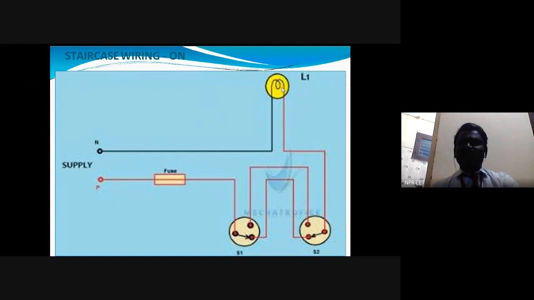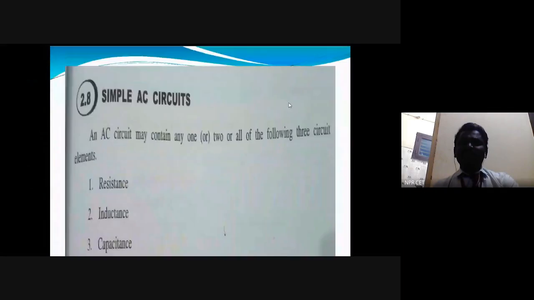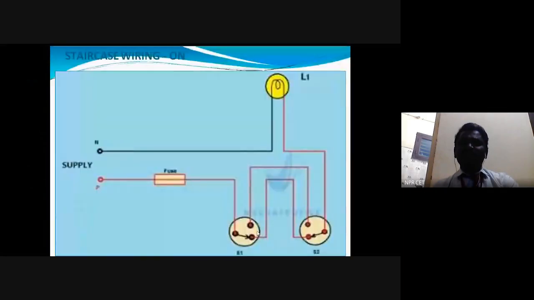The circuit is on, so lamp L1 is on. But we can change the connection of either switch, S1 or S2, and then lamp L1 is off. So this is the operation of staircase wiring.